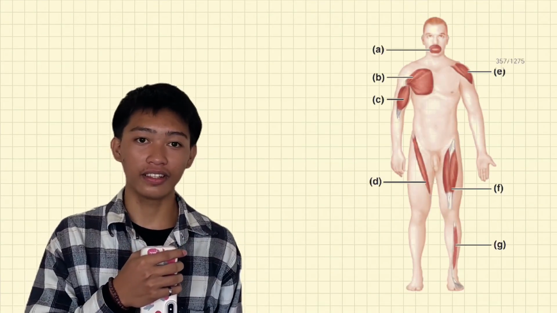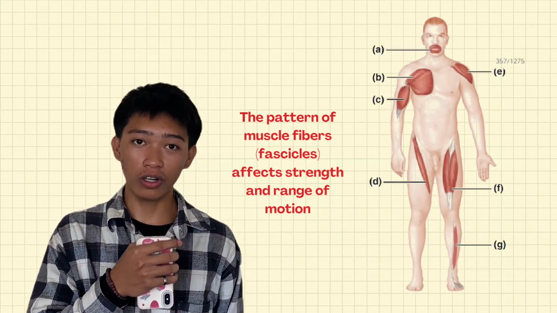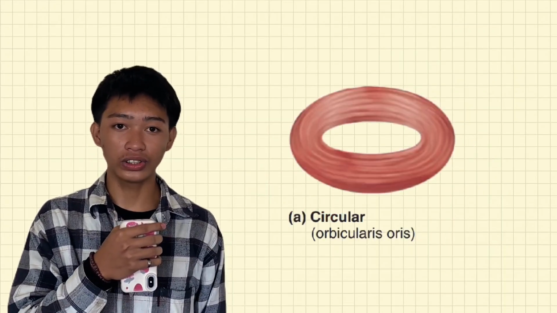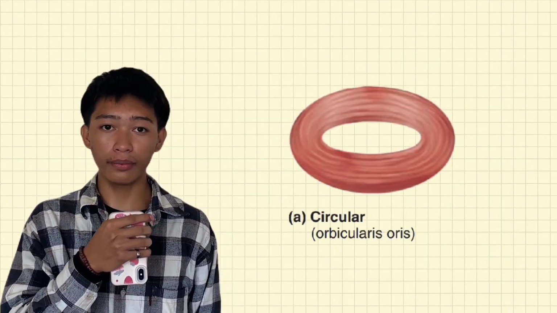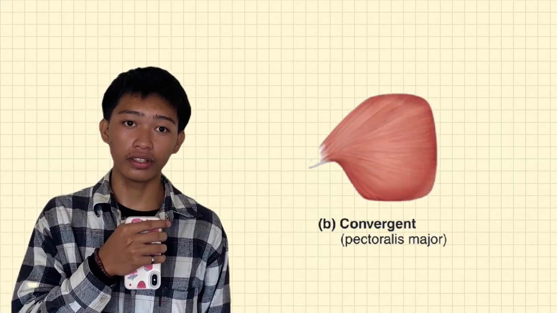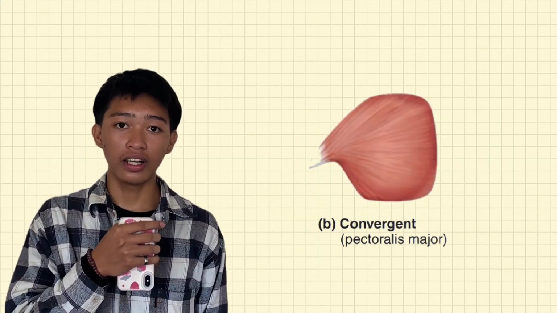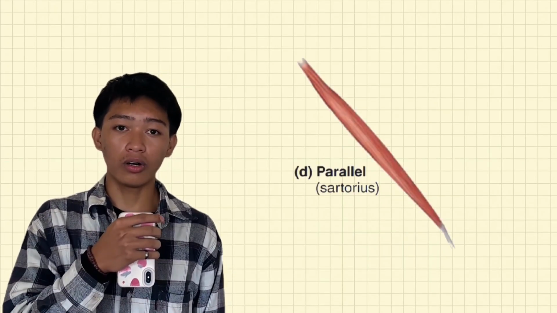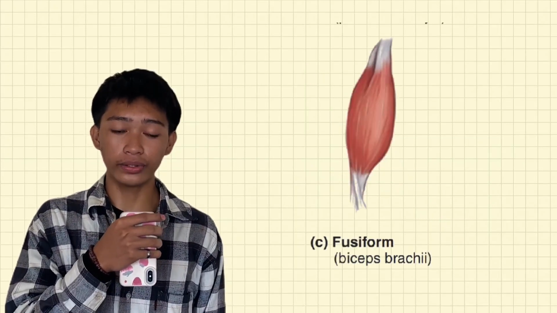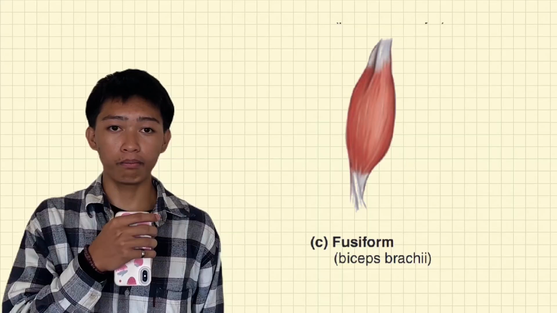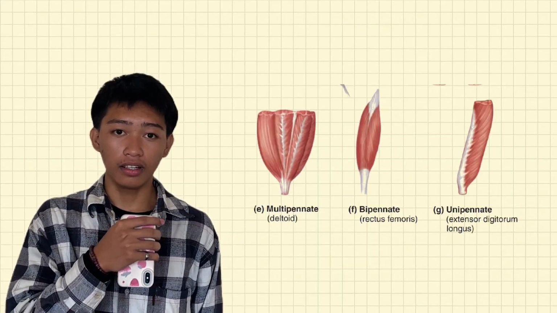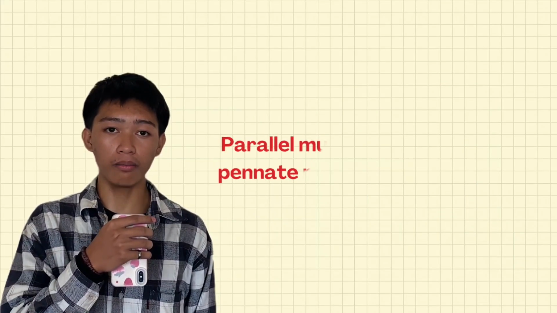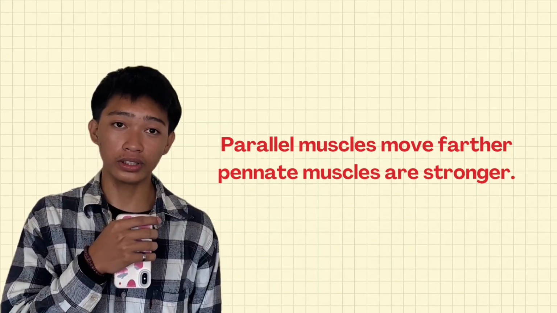Types of fascicle arrangement. The pattern of muscle fibers, or fascicles, affects the strength and range of motion. Circular surrounds openings like the mouth, as in orbicularis oris. Convergent, broad origin to narrow insertion, like pectoralis major. Parallel, fibers run parallel, like sartorius. Fusiform, spindle-shaped, like biceps brachii. Pennate, feather-like, most powerful, like rectus femoris. Parallel muscles move farther, pennate muscles are stronger.